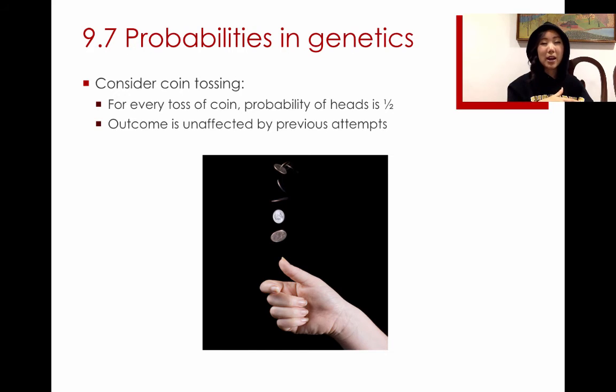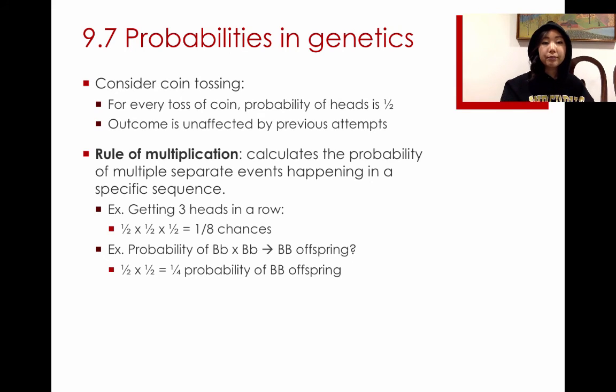unaffected by the previous attempts, which means that if you flip heads and you want to predict what the outcome will be when you flip the coin again, it doesn't matter that you just got heads. It's still a 50% chance that you will get heads.